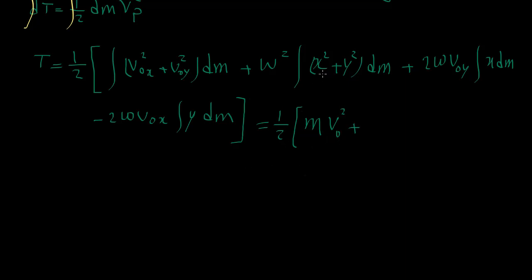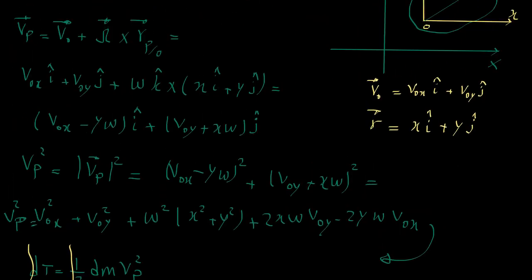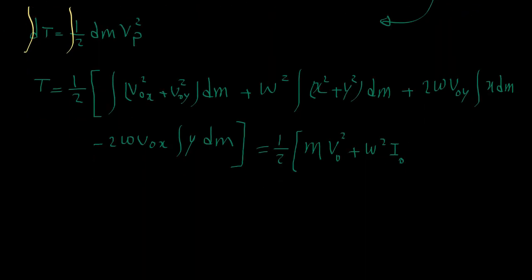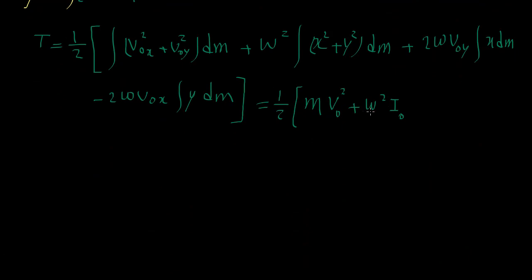Plus, here again we have this integral. Now we are familiar with this integral. The integral of x squared plus y squared dm in 2D would be the second moment of inertia for the rigid body. So this would be I, times omega squared. This I would be about point O, because x and y are measured with respect to point O here. Remember, the origin of this coordinate system is at point O, so we should denote that by Io. So this would be omega squared Io.